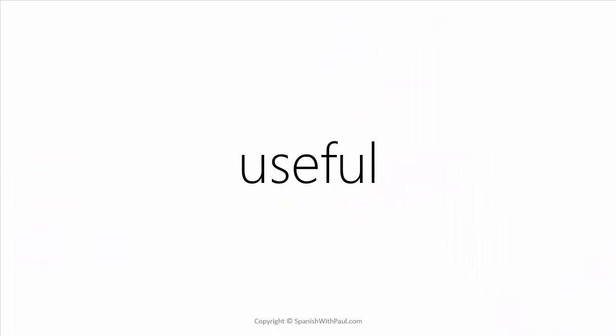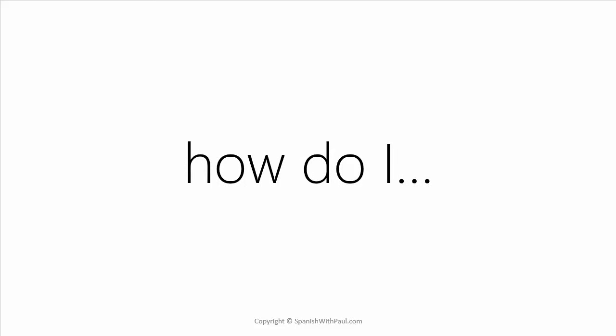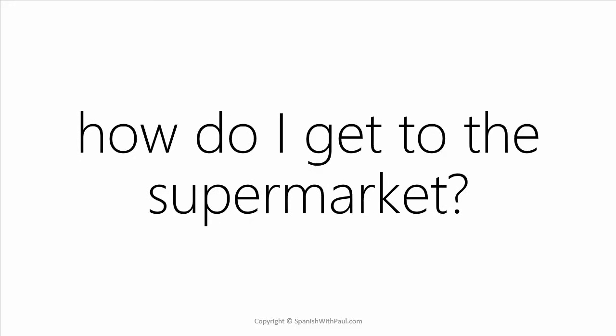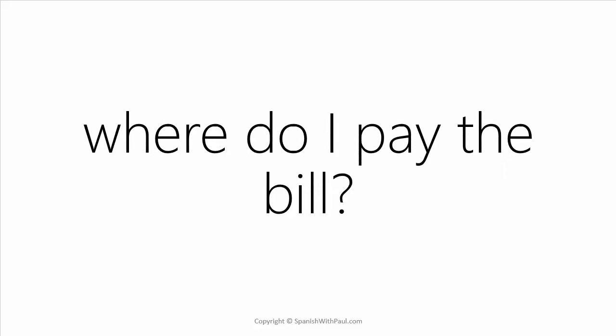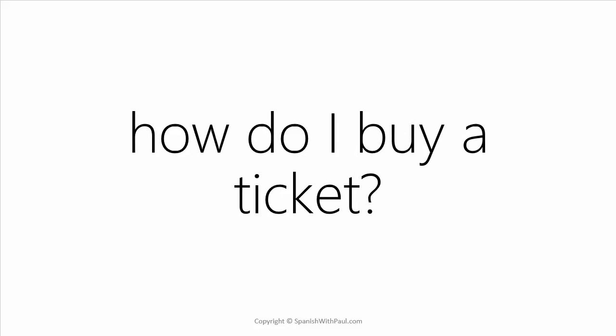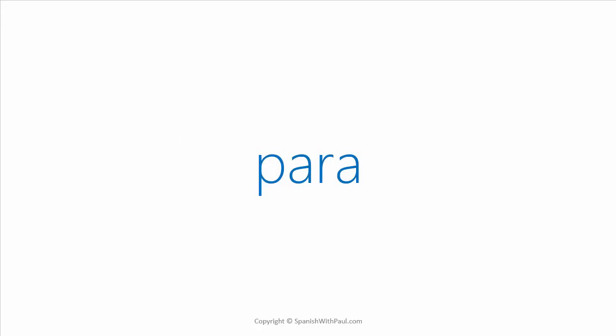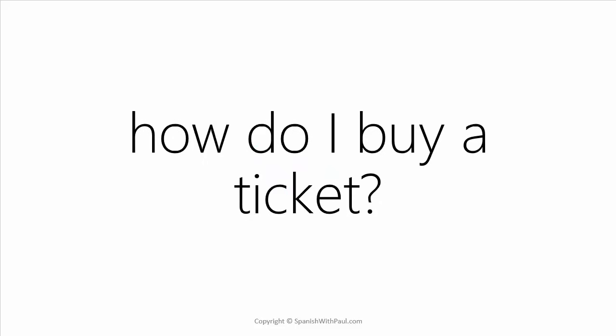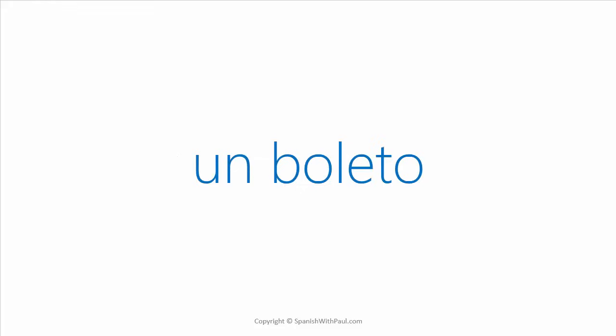The word para is also very useful for asking questions, kind of like, how do I? For example, how do I get to the supermarket? Or where do I pay the bill? Or how do I buy a ticket? With all of these types of questions, we can use the word para as a shortcut. For example, this first one, how do I buy a ticket? A ticket in Spanish is un boleto.